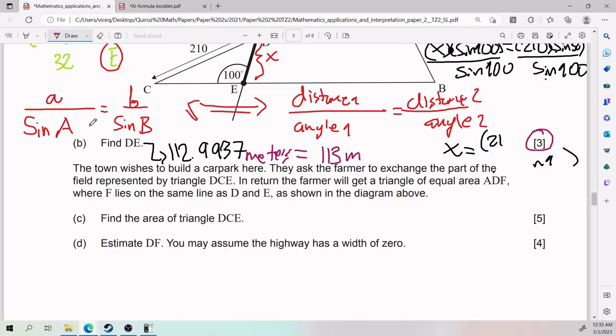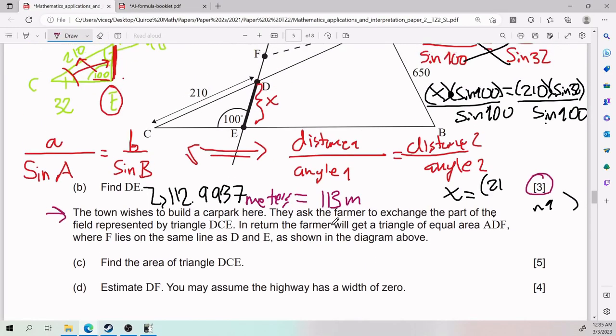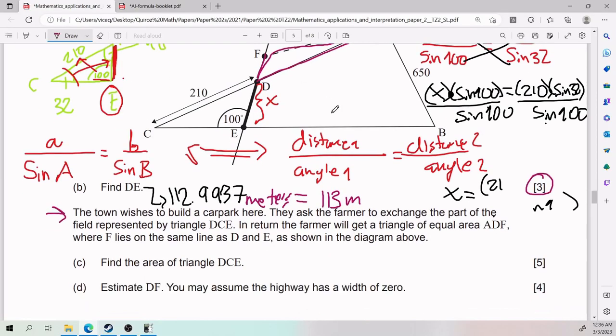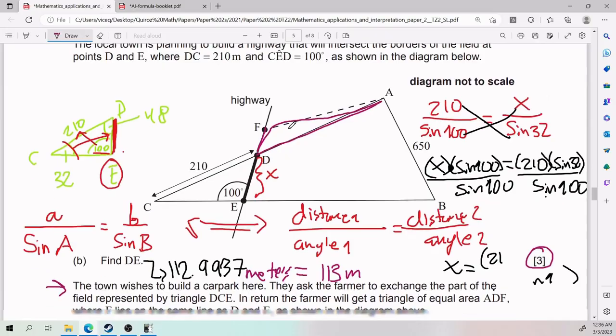All right. Later on, they tell us that the town wishes to build a car park here. They ask the farmer to exchange the part of the field represented by angle DCE, and in return, the farmer will get a triangle of area ADF. So this triangle up here, right? So he's going to lose CDE and get the thing in purple. Where F lies on the same line as D and E, as shown in the diagram above, and so on. And to find the area of triangle DCE.